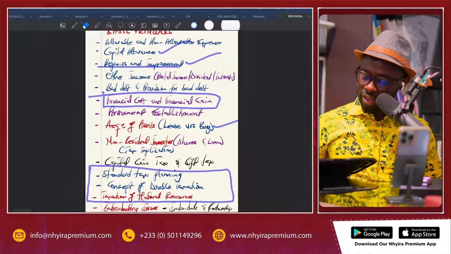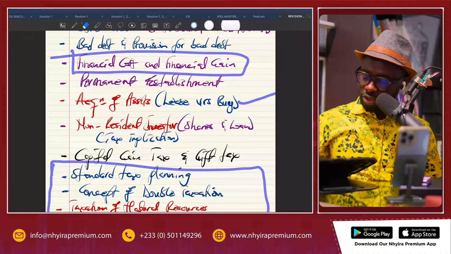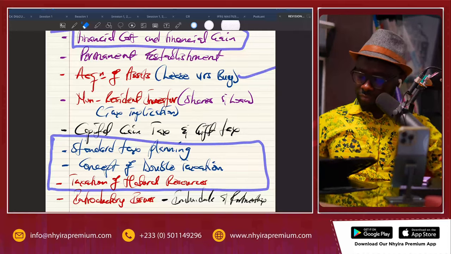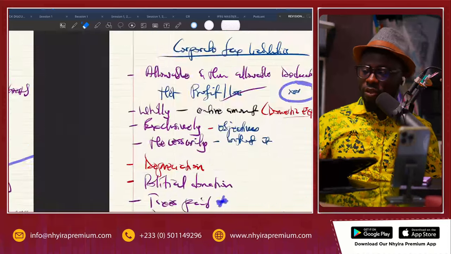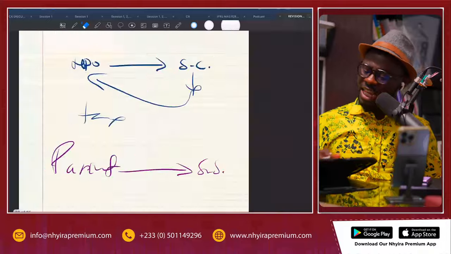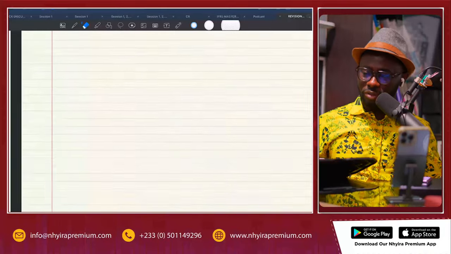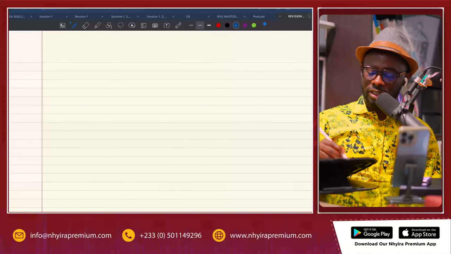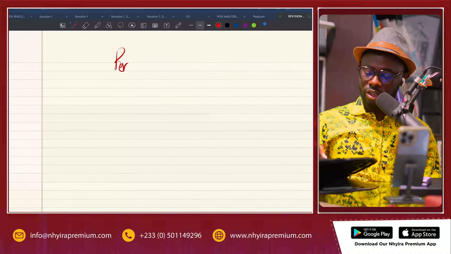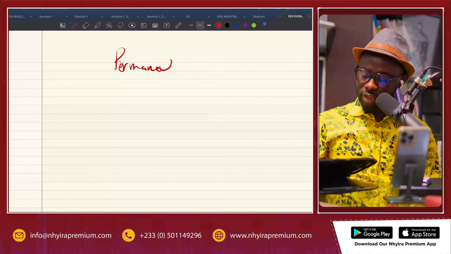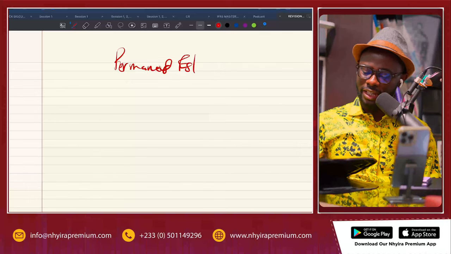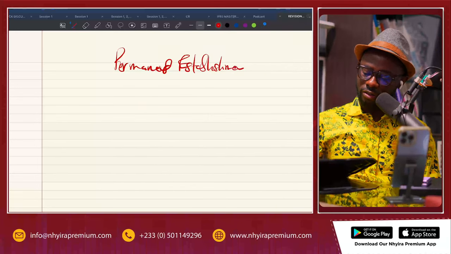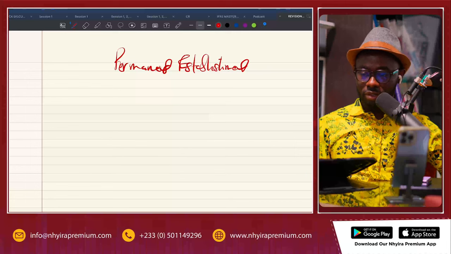I've spoken about thin capitalization, acquisition of assets. What else am I supposed to talk about? The concept of permanent establishment. Although this is in level 2 principles of tax, it's going to be more for the advanced taxation students, you know, the concept of permanent establishment. It's in level 2 though, but it's more highlighted in level 3. Permanent establishment.